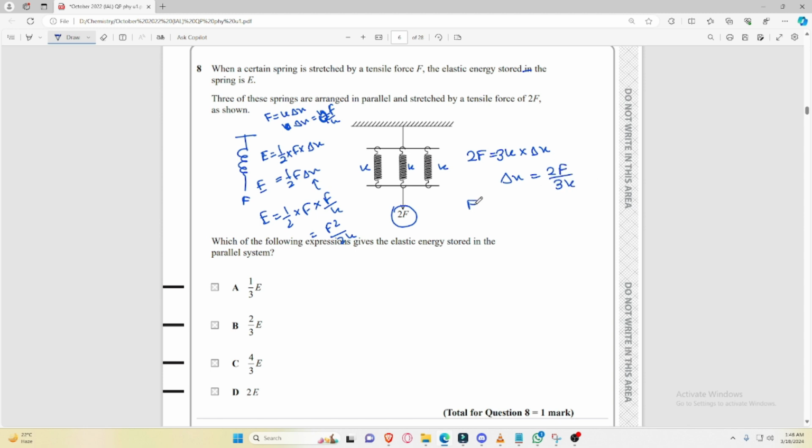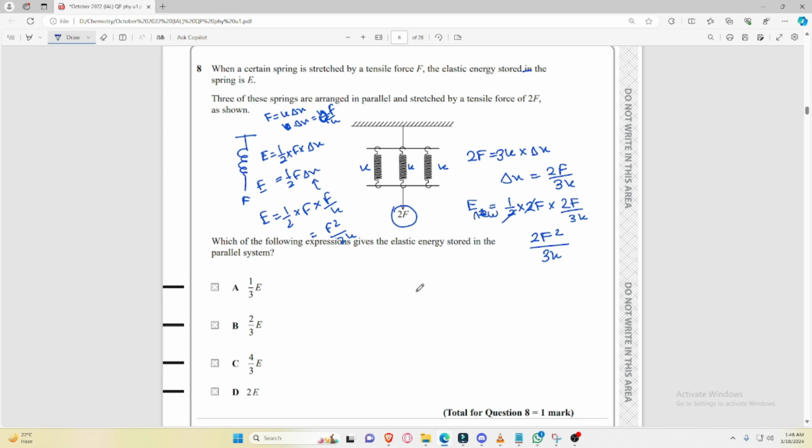Now energy will be what? Let's say this is energy 1. So now the new energy will be half into force into extension. Now force is 2F and extension is 2F by 3K. So I can cancel out these two and these two. So it is ultimately 2F square by 3K. It remains 2F square by 3K. So now this is my normal energy and this is my new energy. Let's name it energy new.